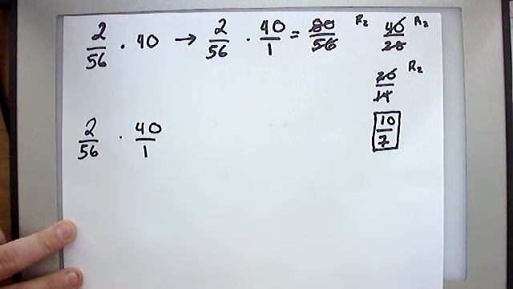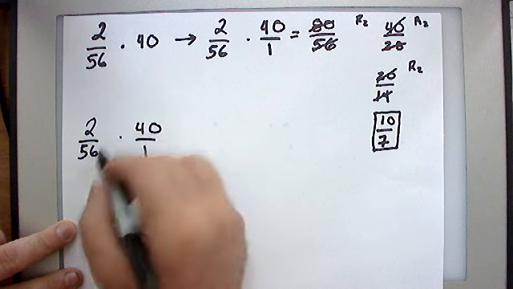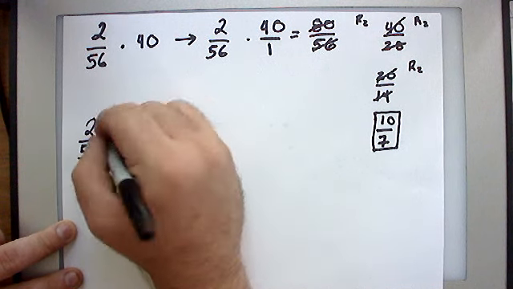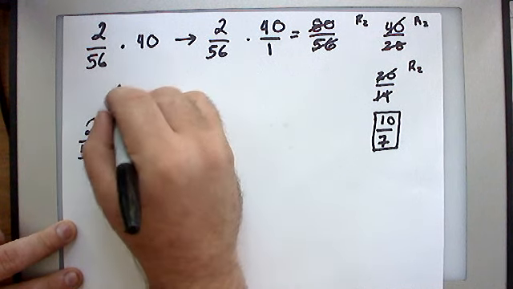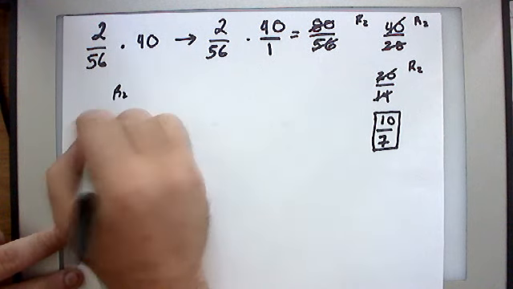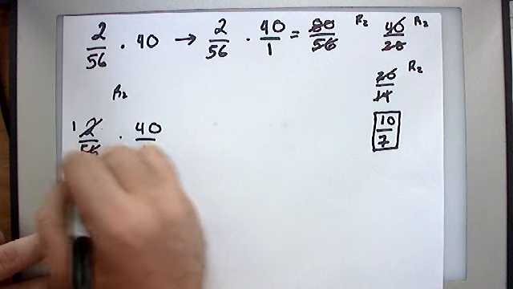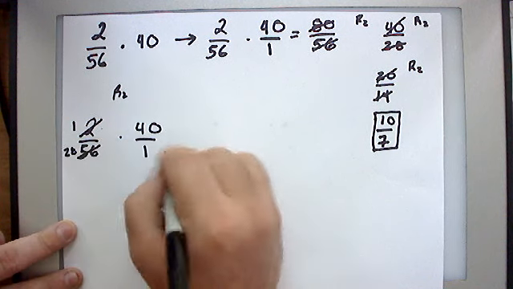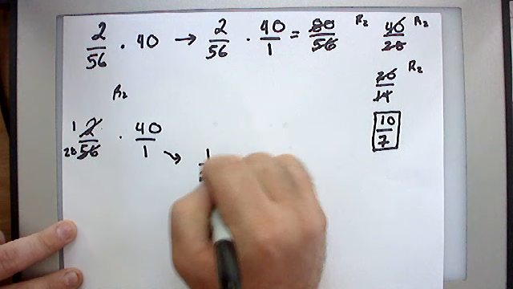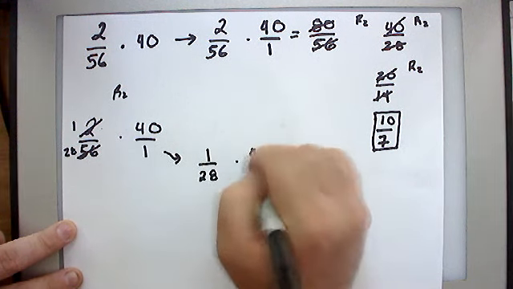Well, same thing, right? You look at 40 and 56, or 2 and 56. We'll do 2 and 56, and you can reduce by 2. 2 goes into 2 once. 2 goes into 56 28 times. So what we have now is 1 over 28 times 40 over 1.